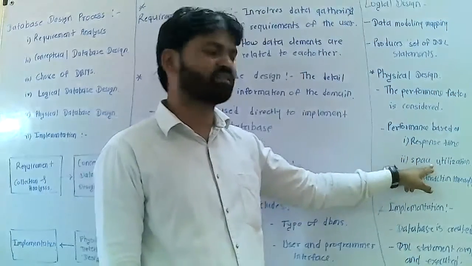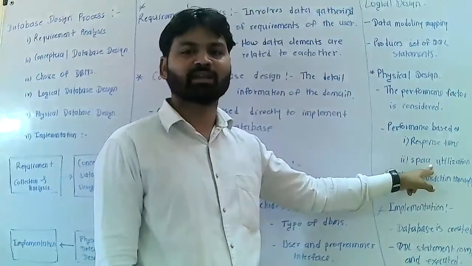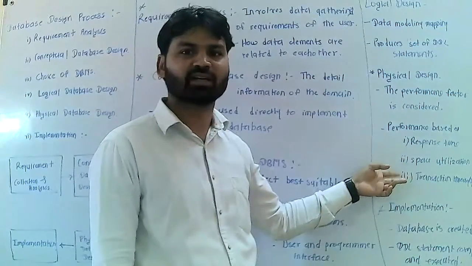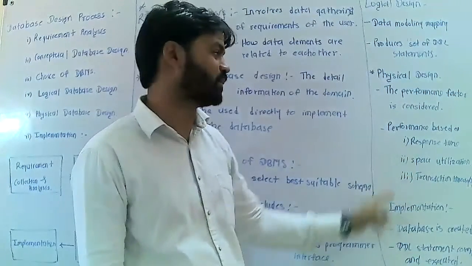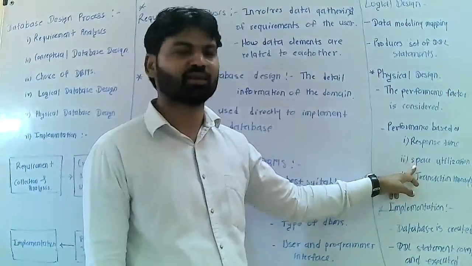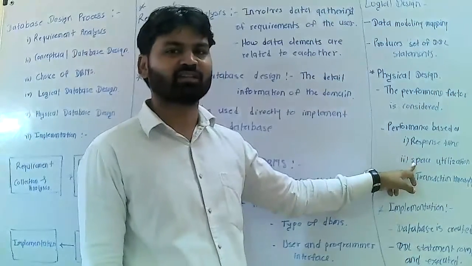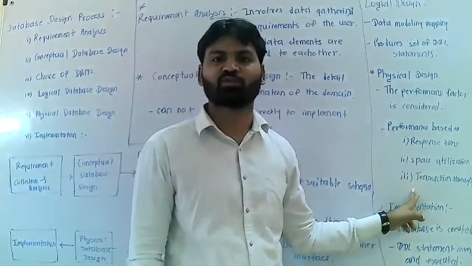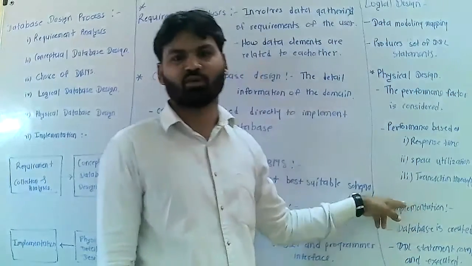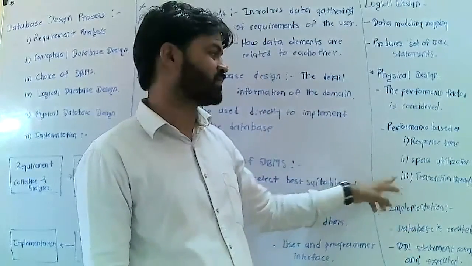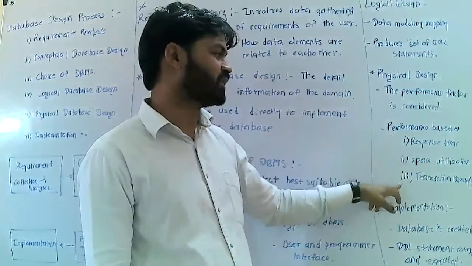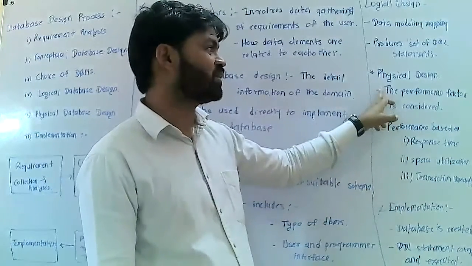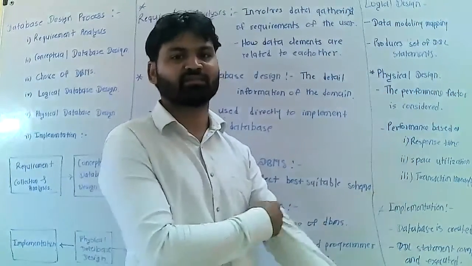Then space utilization: the space required to store the data elements and their relationships should be less. Then transaction throughput should be higher. These are the three factors which are required for performance measure.